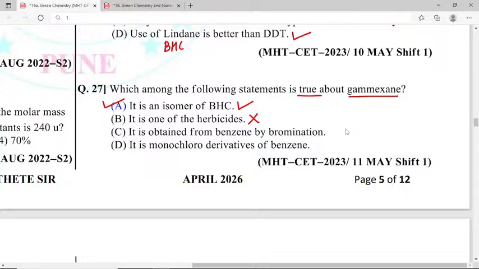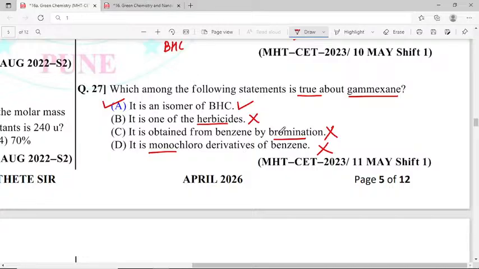It is obtained from benzene by bromination. No, it is obtained by chlorination, not bromination. It is a monochloro-derivative. No, it is a hexachloro-derivative of benzene. So this is also a concept, right? Get it? I am talking about the remaining options related to the question. It also explains the concept.